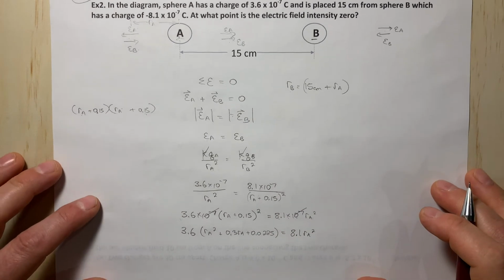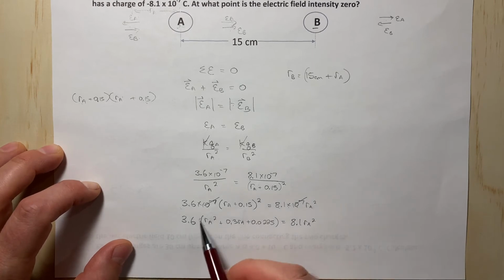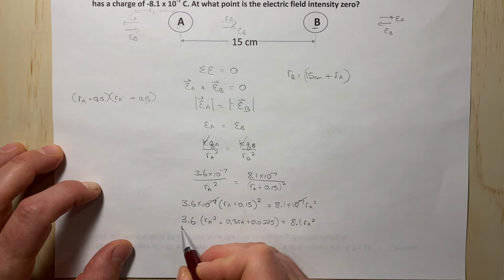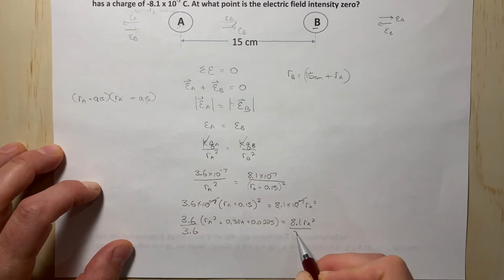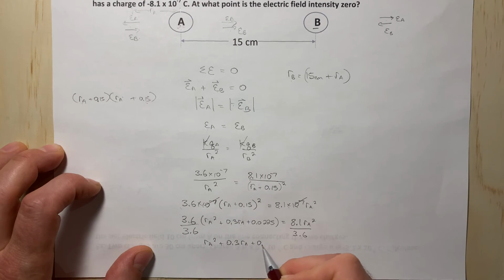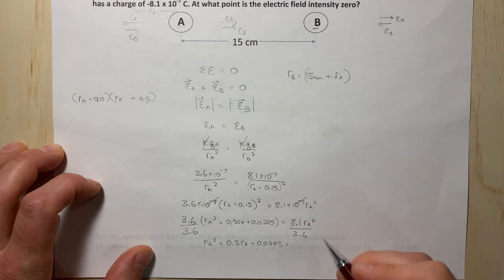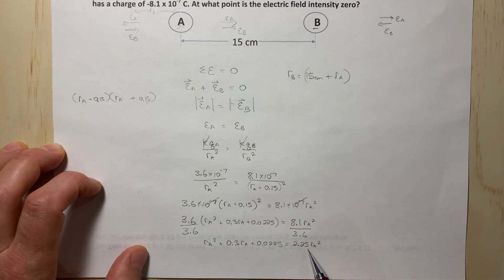I'm running low on room. I'm going to slide up just a little bit. Hopefully you can still see this. Now we could multiply the 3.6 into the RA squared and into this number, or you could just divide both sides by it. I kind of like that. Let's divide this side. So on this side, we've got RA squared plus 0.3 RA plus 0.0225, and 8.1 over 3.6, 2.25 RA squared. Now what I'm going to do is bring everything to the same side.